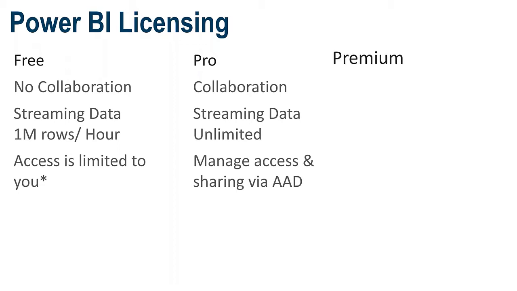And finally, we have premium. And premium isn't really licensing. Premium is a capacity. And with that, you get dedicated capacity in the cloud. Whereas if you have a pro license, the underlying hardware in those data centers may be shared amongst multiple subscriptions. Whereas if you have a premium subscription, you have dedicated capacity. That hardware is not being shared by anybody else.